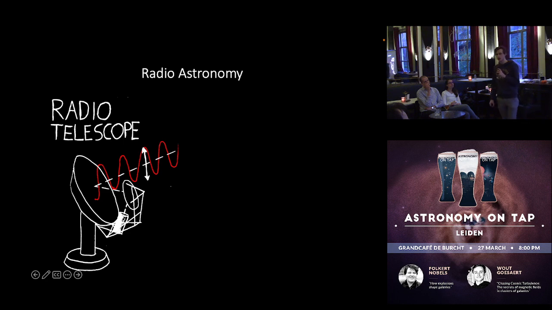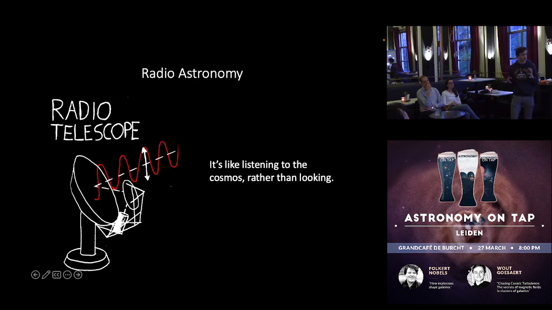Radio astronomy is a really interesting type of astronomy, but it's not your regular looking through a piece of glass astronomy. Because of this, we need to think a little bit about what a radio telescope does exactly. Well, we can think of such a large dish as not looking at the universe. It's rather listening to the universe. Radio astronomy is like listening to the universe instead of looking.